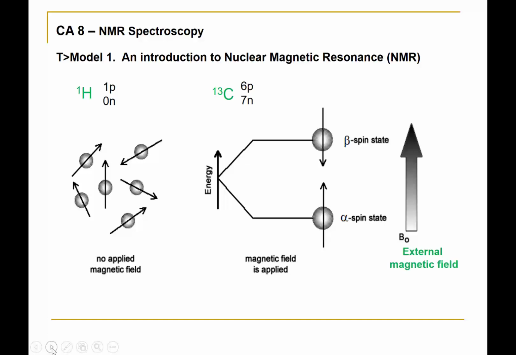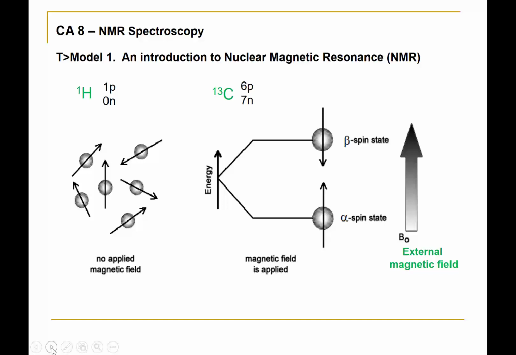Assume that our sample is then subjected to an external magnetic field, which is represented by B0. And note that the external magnetic field in our diagram is pointing upwards. As it turns out, some of our protons would be aligned with the magnetic field, and so we'd say that those are in the alpha spin state. Some would be aligned against our external magnetic field, and so we would call that the beta spin state.